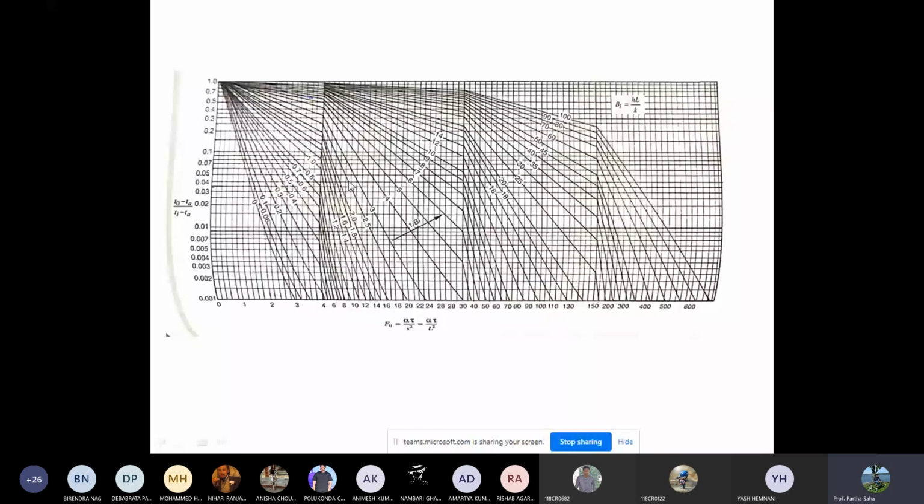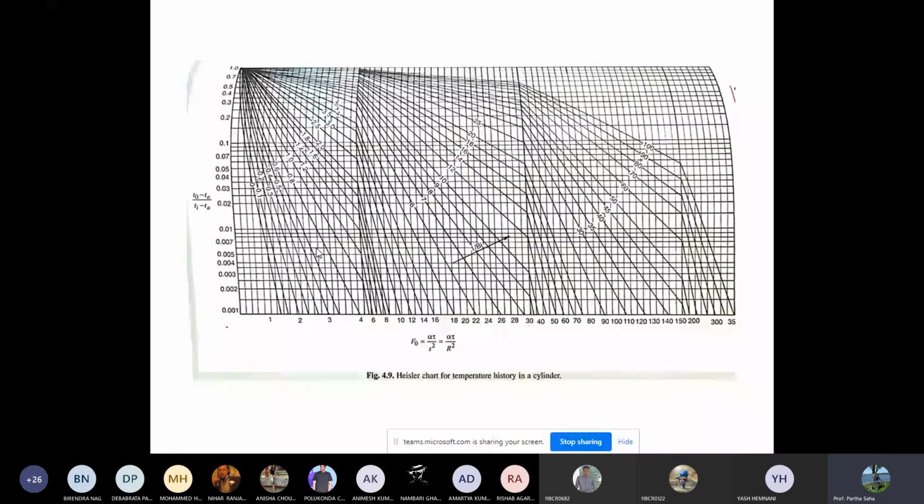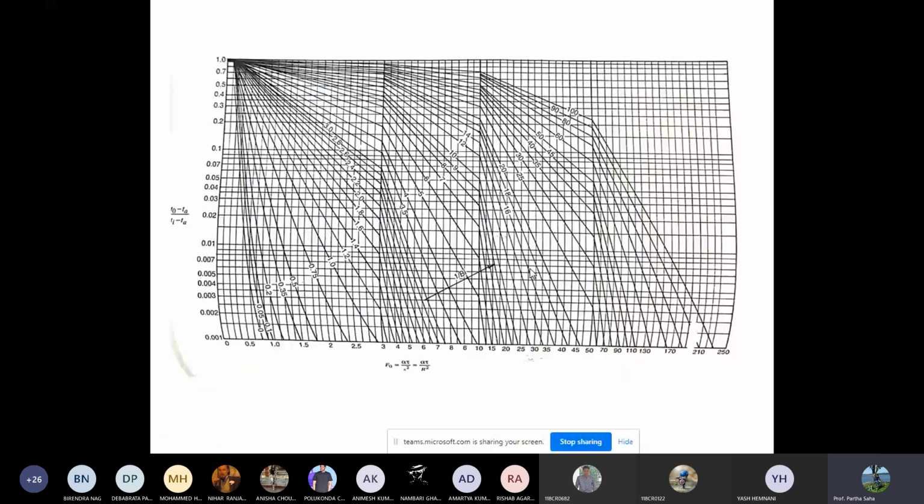Then, as you can see, this is for the cylinder, right? Similarly, these are different Biot numbers and this is the Fourier number. So these are the Heisler charts, and this chart has been used to determine the various parameters. This is another Heisler chart.